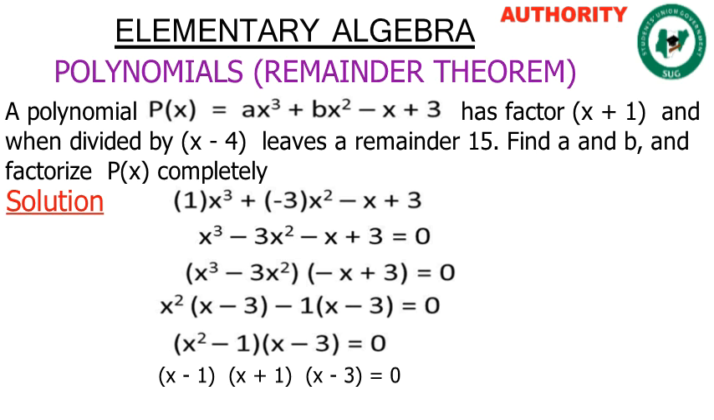So therefore, we're going to have x minus 1 is equal to 0, x plus 1 is equal to 0, x minus 3 is equal to 0. Now we have x is equal to 1, or x is equal to minus 1, or x is equal to 3. Yes, this is what we were asked to solve, and we have finally solved it.